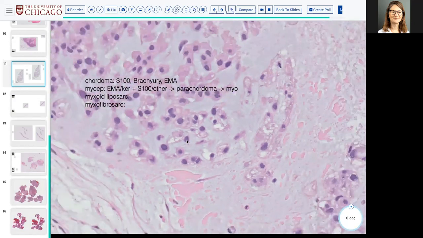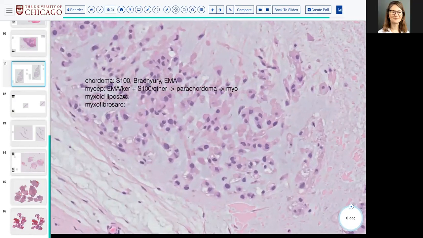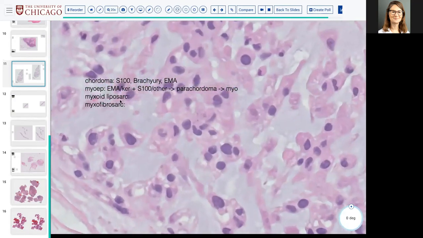Yeah. All right. And then lastly, if we were to think about our myxoid liposarcoma or our myxofibrosarcoma. Myxofibrosarcoma would essentially have nothing. Like, it would stain for nothing, except for maybe some SMA if it's a myofibroblastic differentiation. Myxoid liposarcoma, what's going to be your diagnostic test?